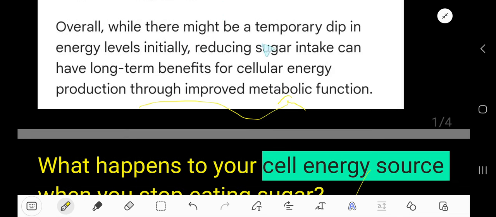Overall, while there might be a temporary dip in energy levels initially, reducing sugar intake can have long-term benefits for cellular energy production through improved metabolic function.